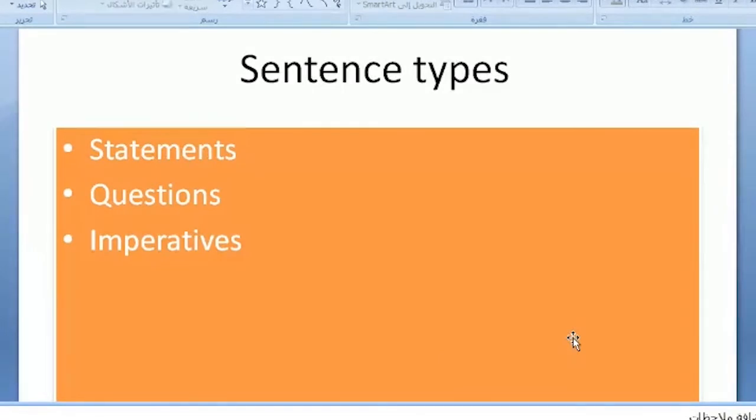Statements, questions, and imperatives both can be negative and can be positive. So a statement, as I have said, starts basically with the subject. Then comes the verb, then a complement. And you put into consideration the tense of the statement, because in English we have a variety of tenses.